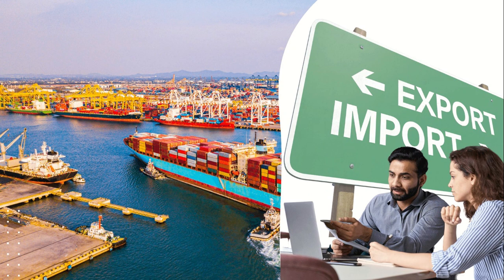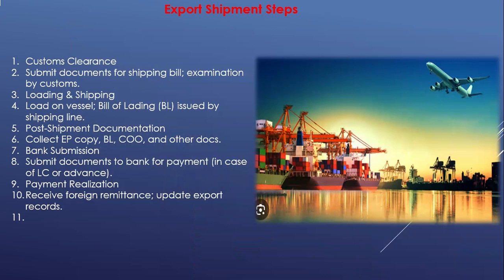Once these documents are submitted to the bank, the bank will forward them to the next bank, the Incoterm bank. We submit documents like the commercial invoice and shipping bill, which we already prepared. Bank submission means the documents are submitted from our bank to the other country. Then point number 8, documents submitted to the bank, payment in case of LC or advance. When we submit the documents to the bank and our payment term is documents against payment, the bank will release the payment.